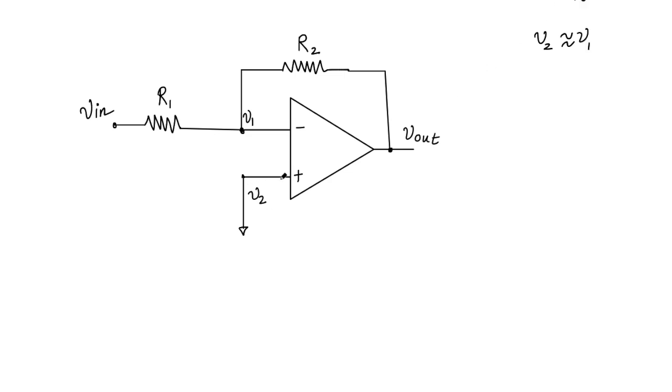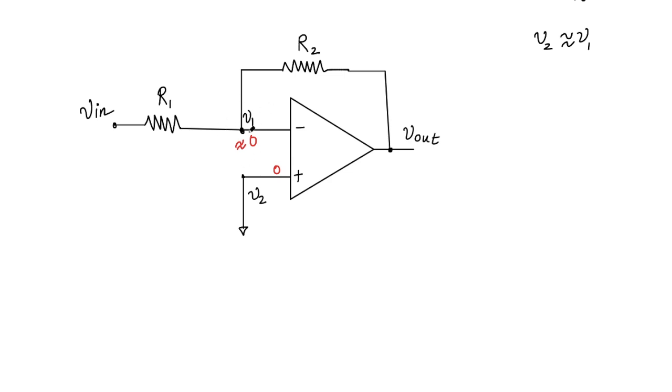So that means because this is at 0 volt, this happens to be very close to 0, or almost constant at 0, or 0.1 or something like that, a few millivolts or microvolts sometimes, if the gain of the op-amp is very high. So this voltage is very close to 0.